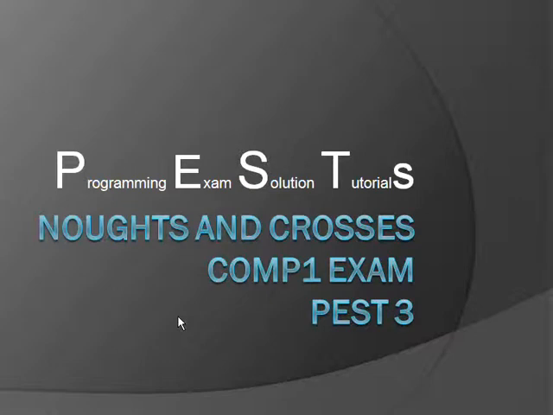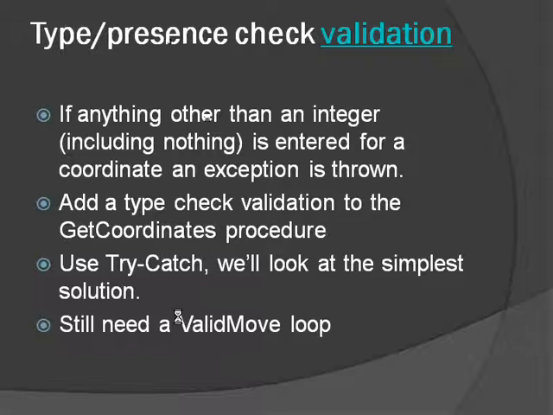Welcome to programming exam solution tutorial number 3, where we're going to be looking at a type present check validation for the coordinate input. So at the moment, if we do anything other than an integer, including absolutely nothing, then an exception is thrown. We're going to add a check to make sure that only integers are allowed.